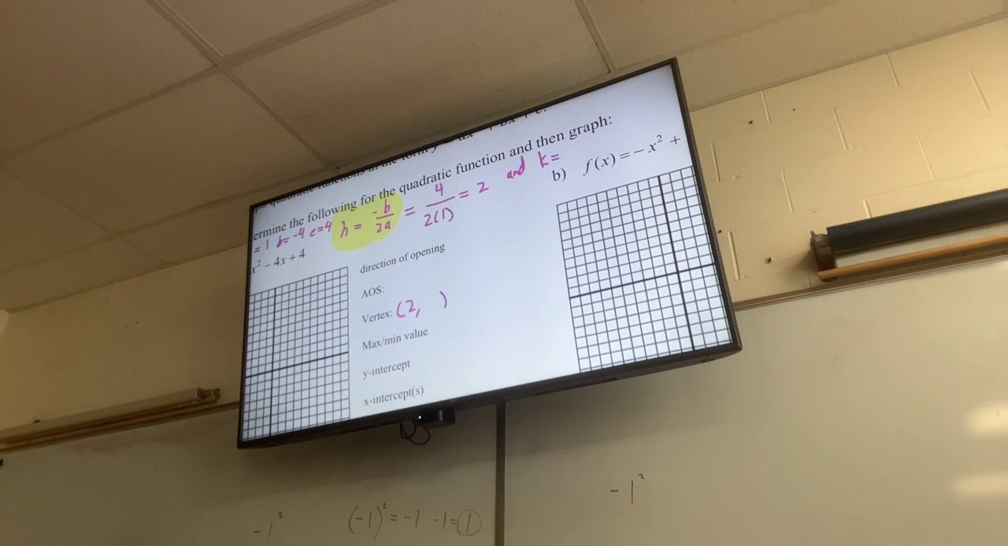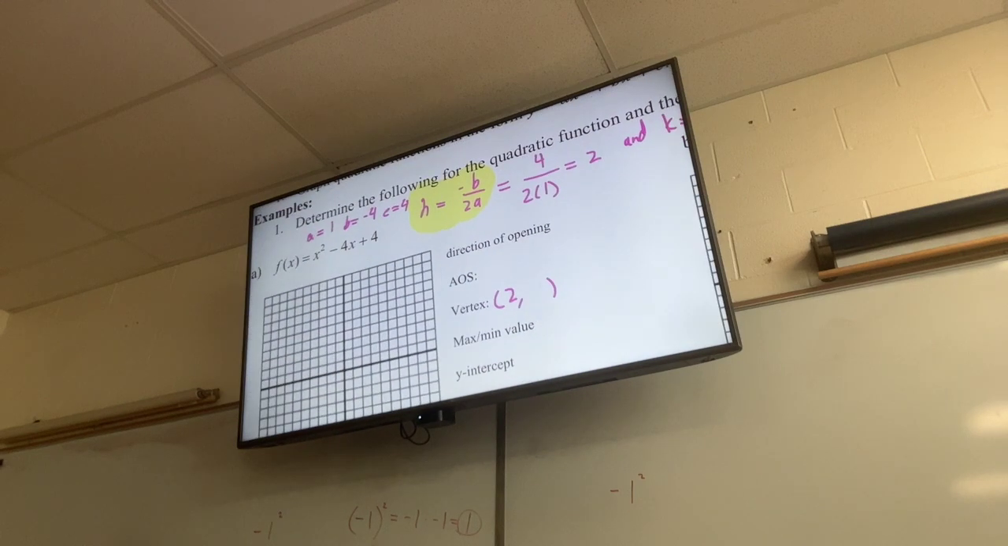K is going to be equal to F of H. So you plug in whatever your H is. Here I got 2 for H, so I'm just going to plug that into my function. It's going to be 2 squared minus 4 times 2 plus 4, which is 0. So my vertex is 2, 0, or still H, K. Same thing. What's my AOS then? It's still the same thing. X equals what?